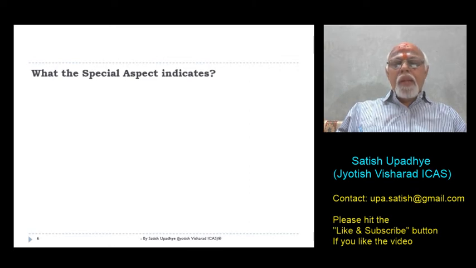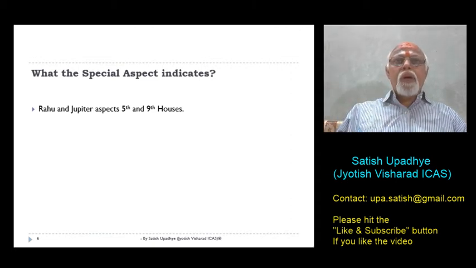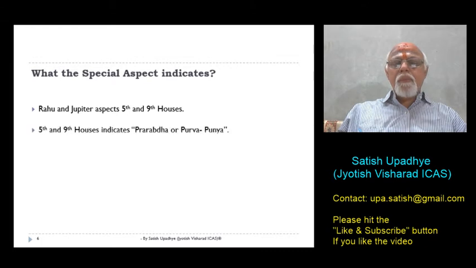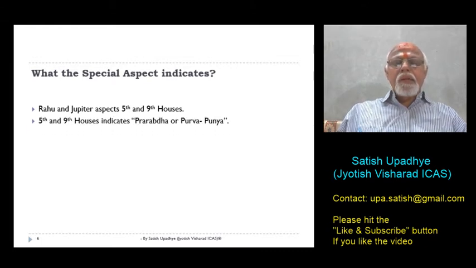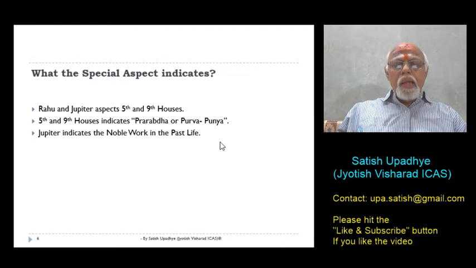Now take the next outer planets, Rahu and Jupiter. Rahu and Jupiter always aspect the fifth house and the ninth house from where they are stationed. These fifth and ninth houses indicate the prarabdha or punya, the purva punya of a man. The fifth house is a very benefic house. The lord of the fifth house is always considered a very benefic planet. So these two houses are very auspicious houses and they come under Guru or Jupiter. The fifth house and ninth house aspects of Jupiter are considered as Amrut Drishti.